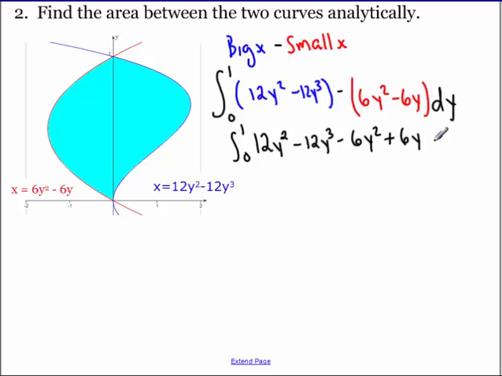Distribute your negative. Now combine your like terms. So I have a 6y squared minus a 12y cubed plus a 6y dy. I should probably have parentheses around that. That's better notation.